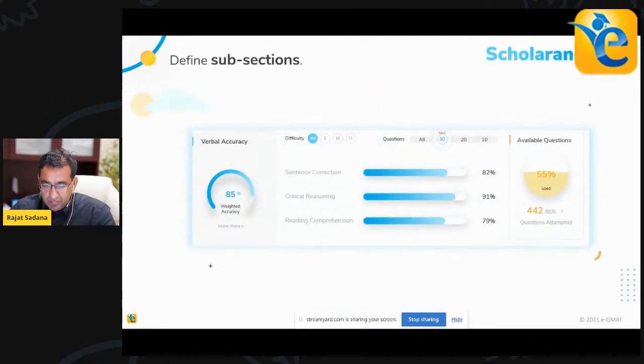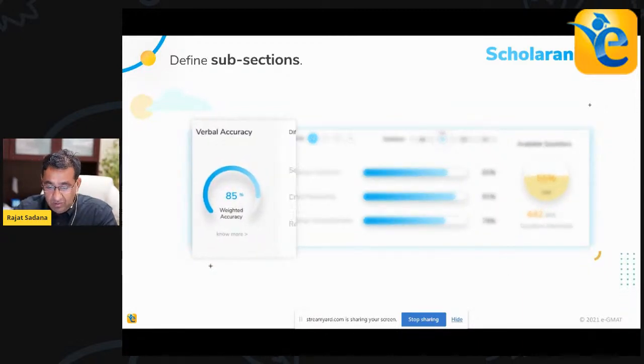So one of the first things that we did was create a new chart type that takes into account the subsectional granularity and recency. And this is what we call a 3D chart. And I'm going to actually do a live demo of this to show that. What you see is, on the verbal side, you actually see your overall verbal accuracy.